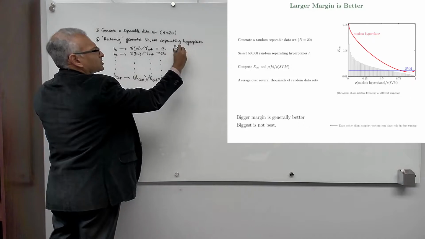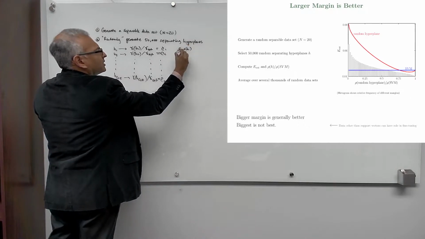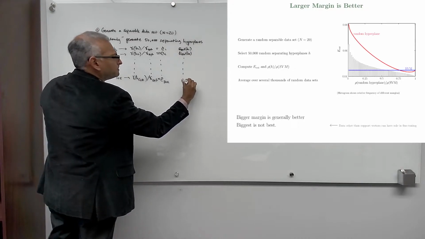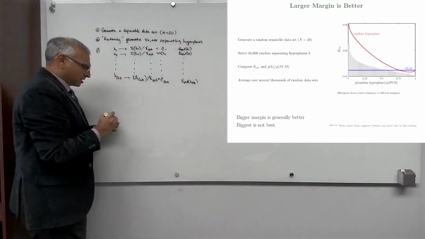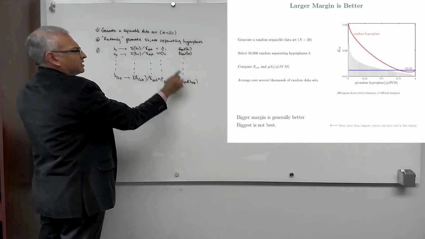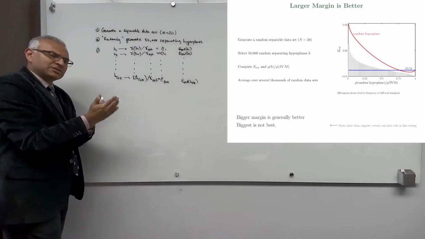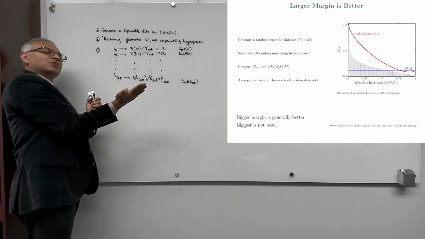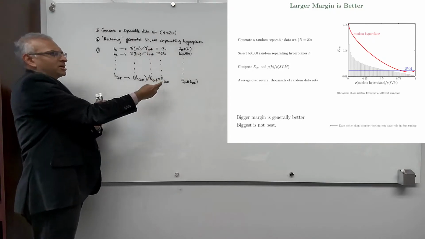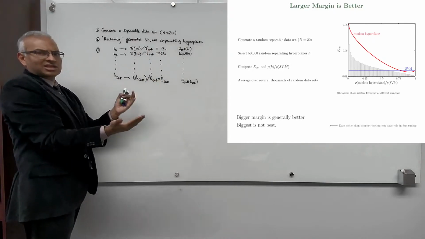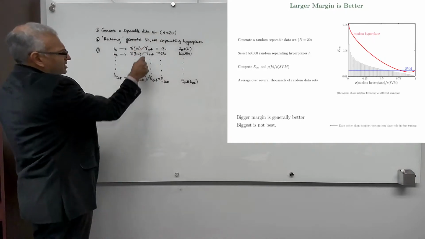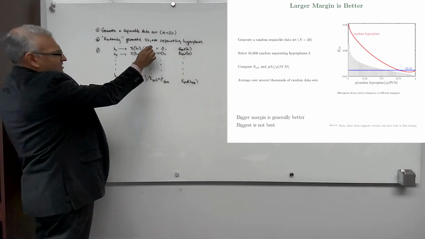I can also compute E out of H1, E out of H2, up to E out of H50K. So now I have the fraction of the margin captured and the out of sample error. When the fraction of the margin captured is 0, that means that the random hyperplane is sitting very close to one of the data points, so its width is close to 0. When the fraction is close to 1, it means it's nearly optimal, nearly the fattest possible separating hyperplane. Why am I normalizing by the maximum available margin?